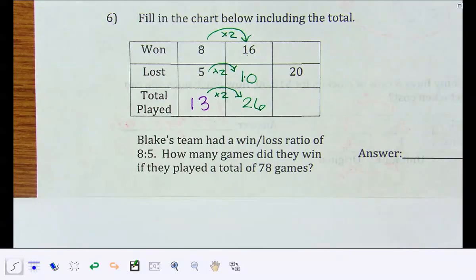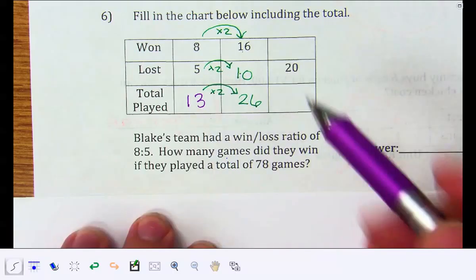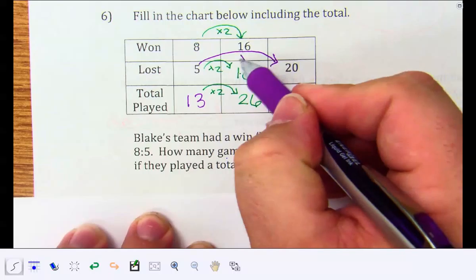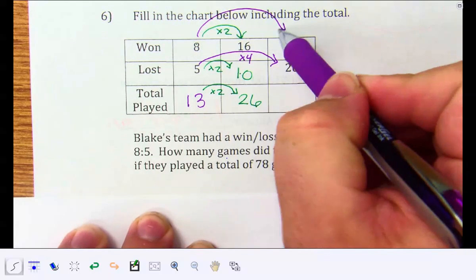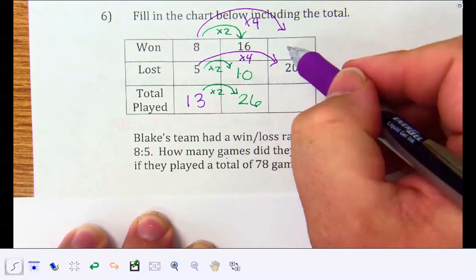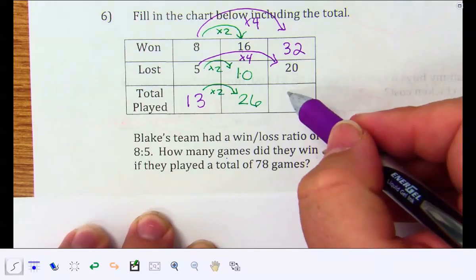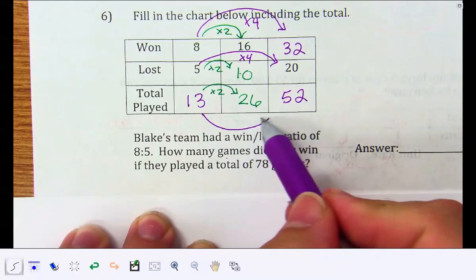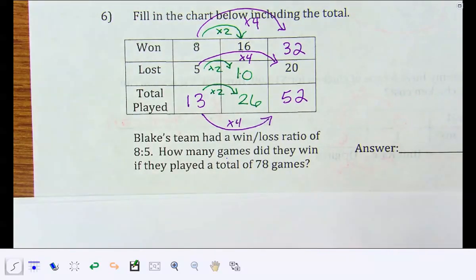Okay, so I guess our next step, in order to go from 5 to 20, I know that I multiply times 4. So, multiply 8 times 4, which gives me 32. And then add those together. So my total should have been 52. And I can check that because 13 times 4 is 52.